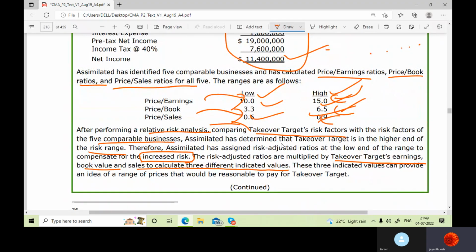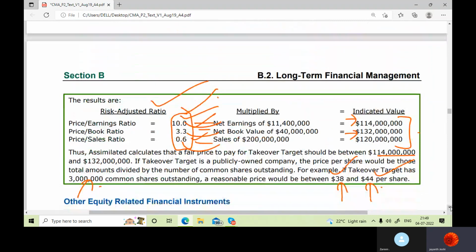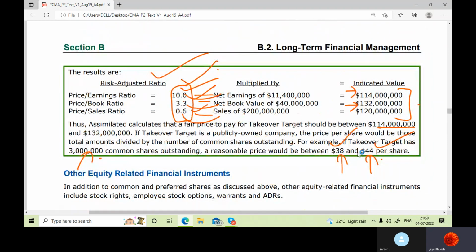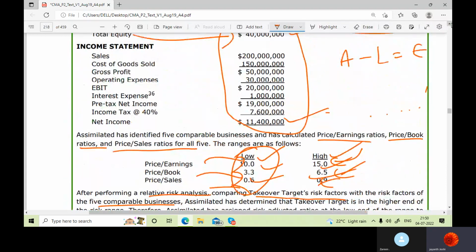See, Assimilated has determined the takeover target is at the higher end of the risk range. Therefore, Assimilated has assigned risk-adjusted ratios at the lower end. Why? Because they don't want to pay a higher price to acquire that company, given the high risk. So after taking these lower ratios and doing the risk adjustment, they got the values and also found the share price. Please go through this. I'll move forward.